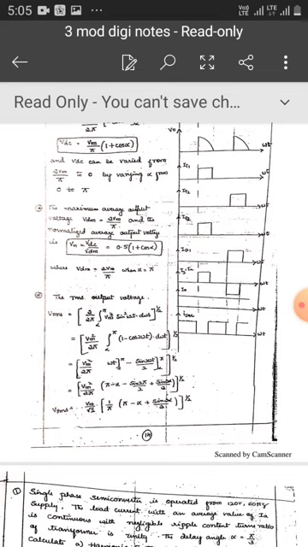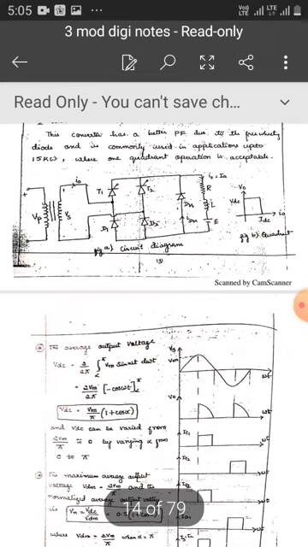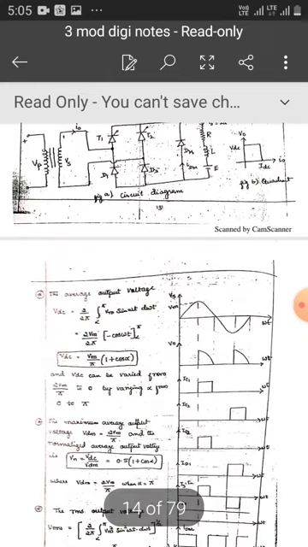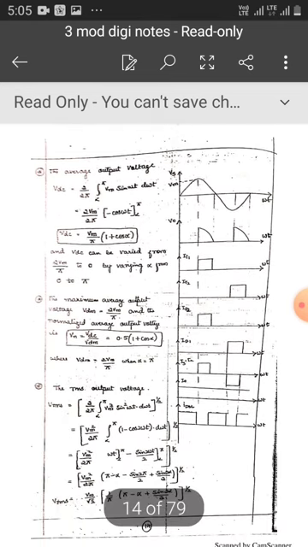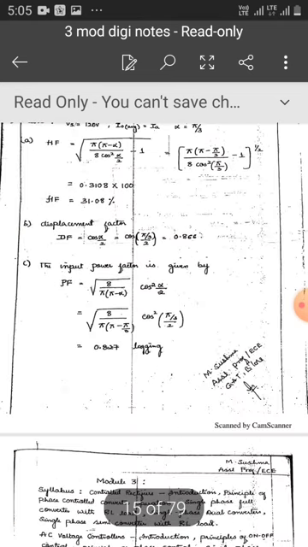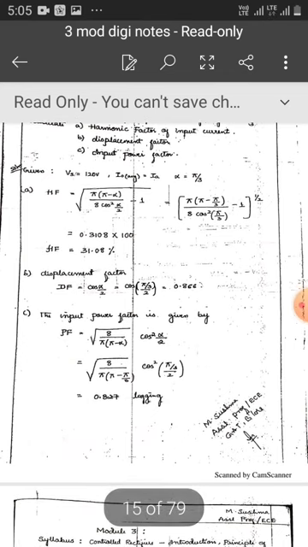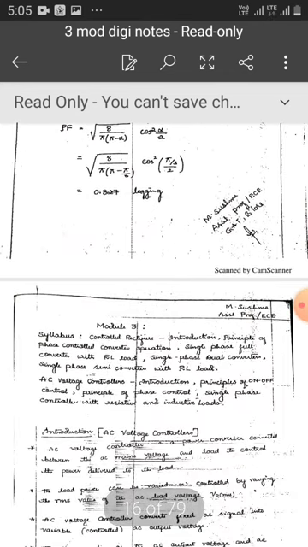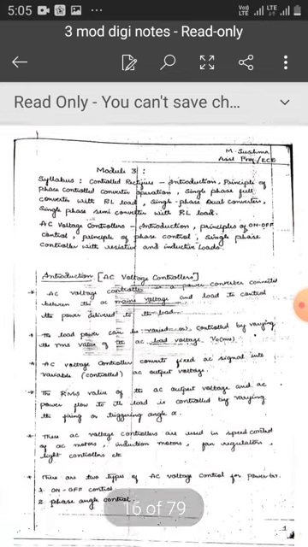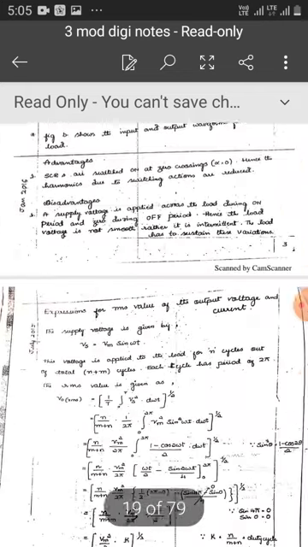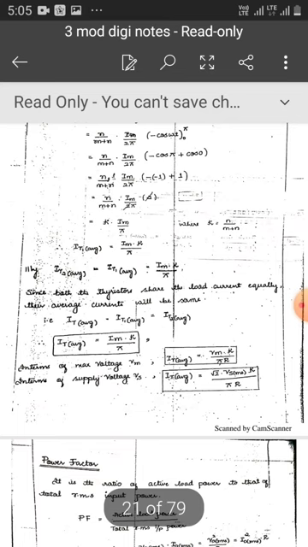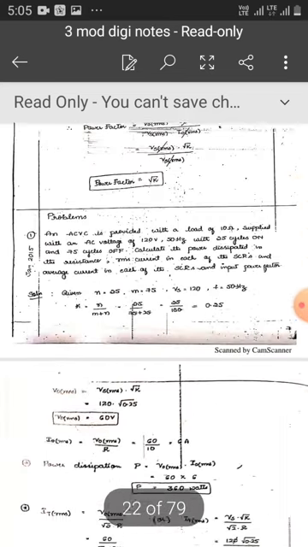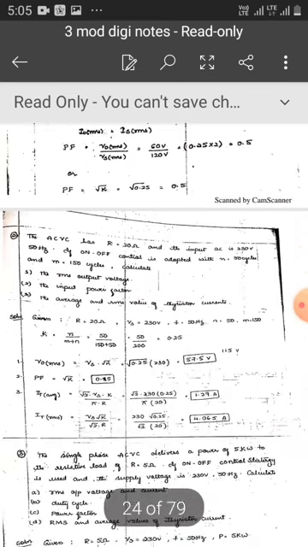This is the waveform of the single phase semi converter for highly inductive load. And these are the formulas: power factor, displacement factor; you should go through that. Next class we will go for the AC on off control.